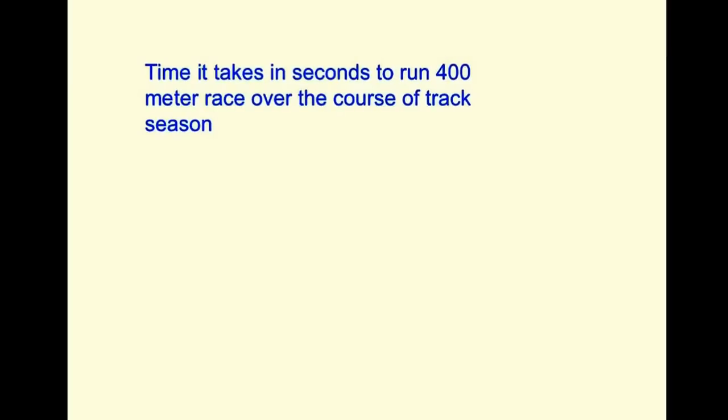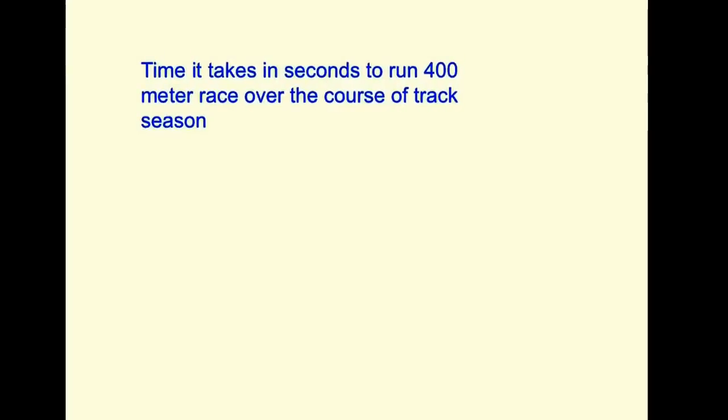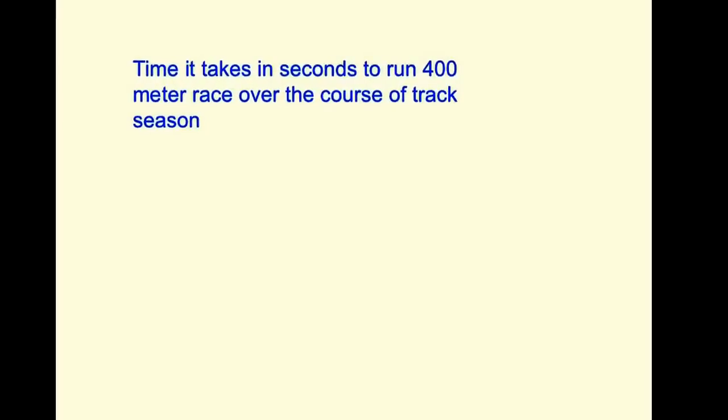For one more graph about practice, this is going to be the time it takes in seconds to run a 400-meter race over the course of a track season. Just so you know, the world record is probably around 45 seconds. A really good high school time is around 60 seconds.